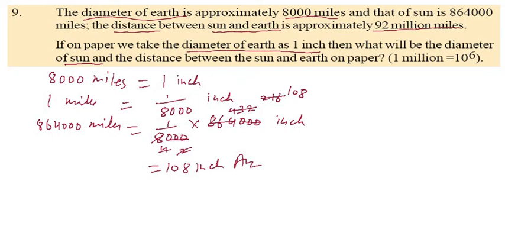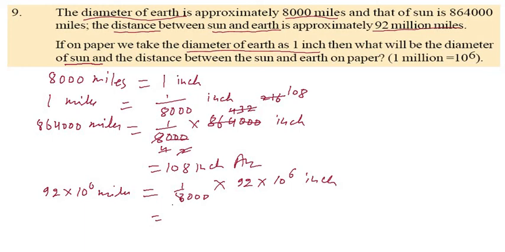Now come to the 92 million. So 92 million, that means 92 into 10 to the power 6 miles, will be equal to 1 by 8,000 into 92 into 10 to the power 6 inches. Now what will be the distance between the two planets? So you can say 92 upon 8 into 10 to the power 3 inches.